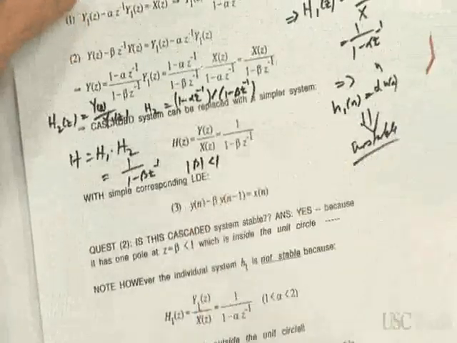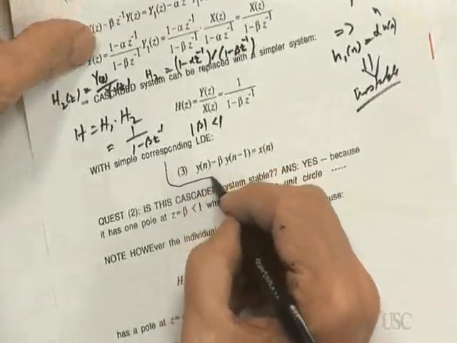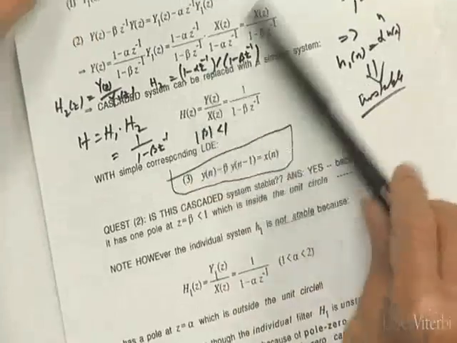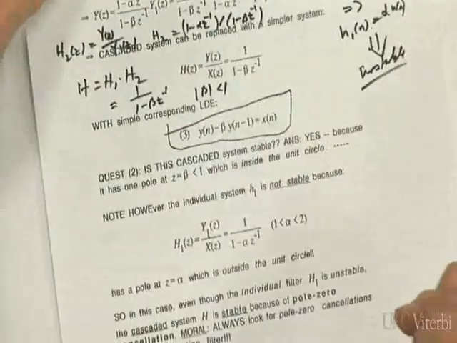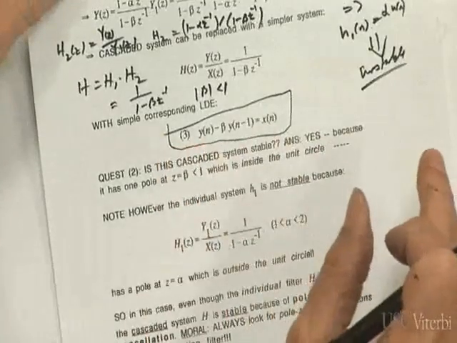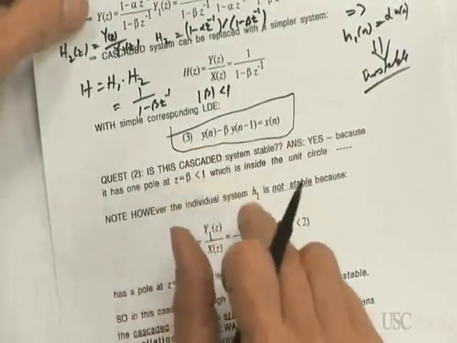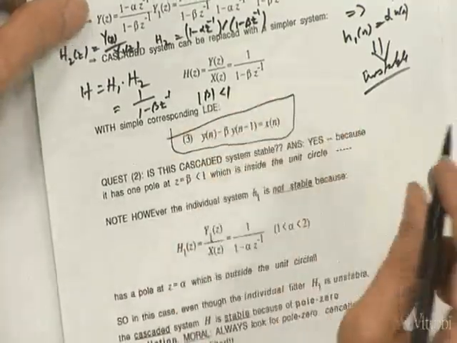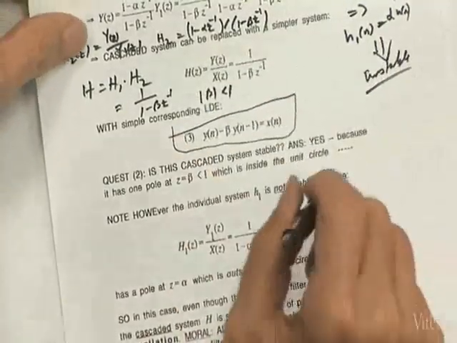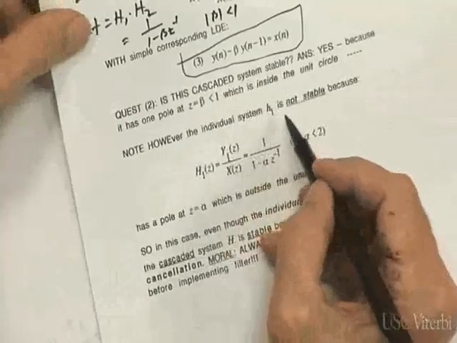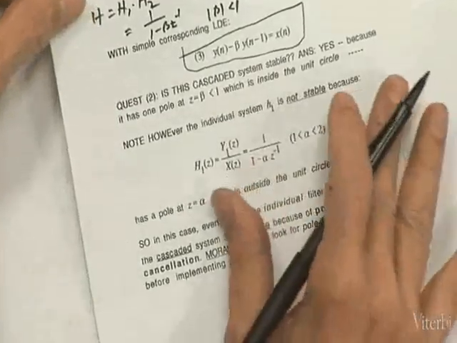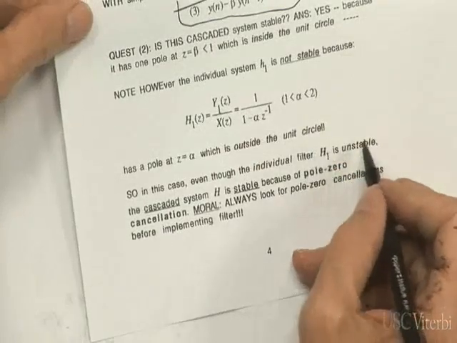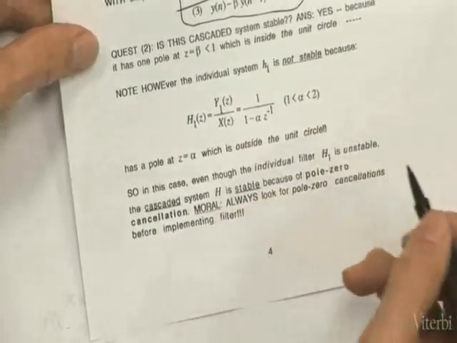So the second thing this illustrates is when you do this, and you find that h is 1 over, hey, guess what? Implement it like this. This is a much simpler difference equation because you got rid of that pole by this pole-zero cancellation. So is this system stable? Yes, because it has one pole. This is the overall system, and yes, it is stable because its pole is at beta and it's inside the unit circle. However, the individual system, h1, is not stable. So in this case, even though the individual filter is unstable, the cascaded system h is stable.